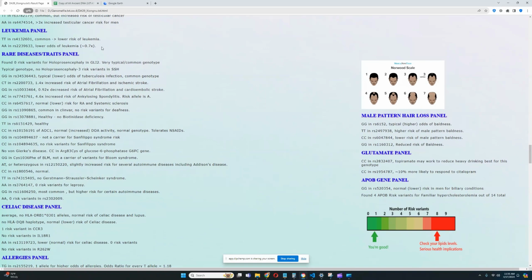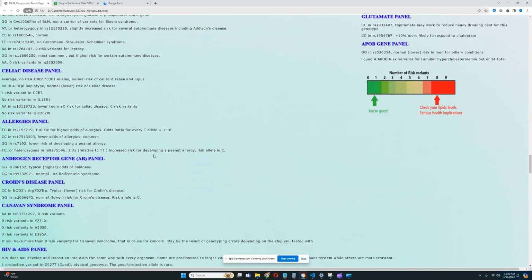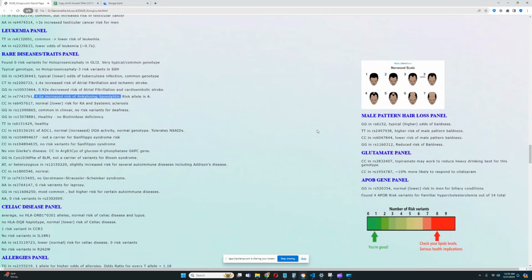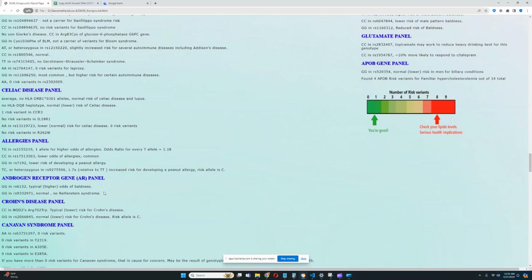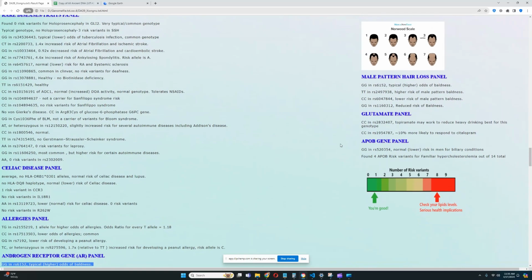For rare diseases and traits panel, it looks like he's got this genotype which increases the risk of ankylosing spondylitis, whatever. And he does not really carry any risk variants for anything else. Yeah, that's pretty good. Alright, for an androgen receptor gene, it looks like he's got typical genotypes, higher odds of baldness. And for male pattern hair loss, it looks like he's got some genotypes for increased odds of male pattern hair loss, but also some genotypes for reduced odds of male pattern hair loss. Typically, East Asians and people of East Asian ancestry will score lower for the male pattern hair loss panel.